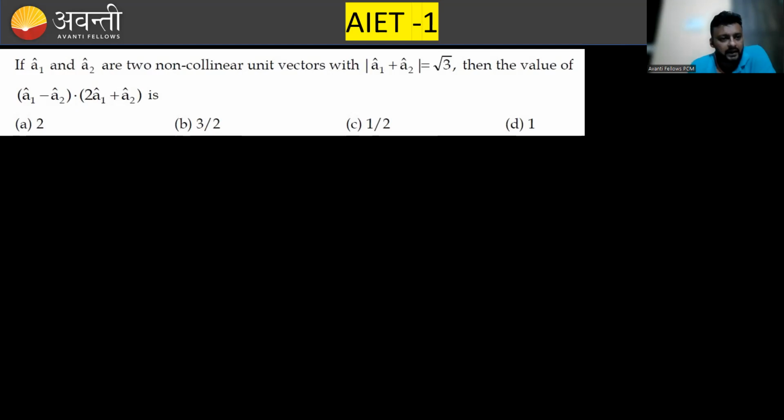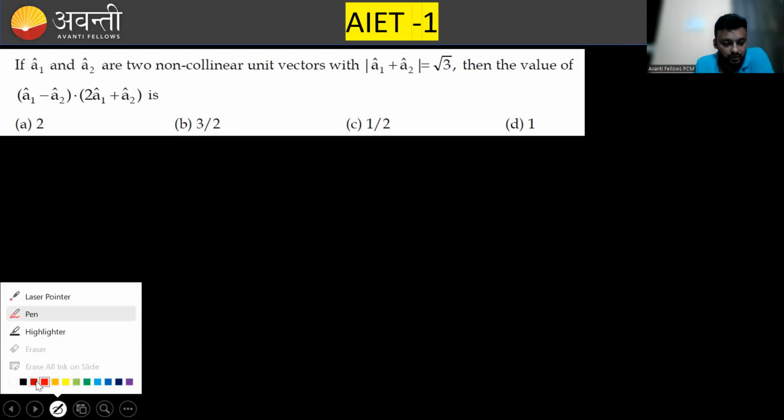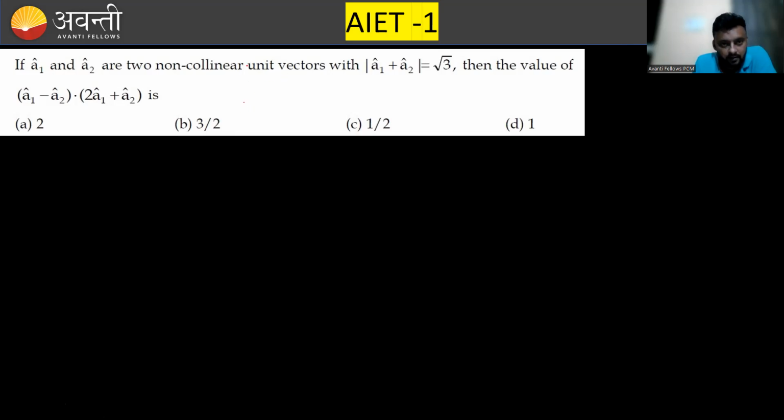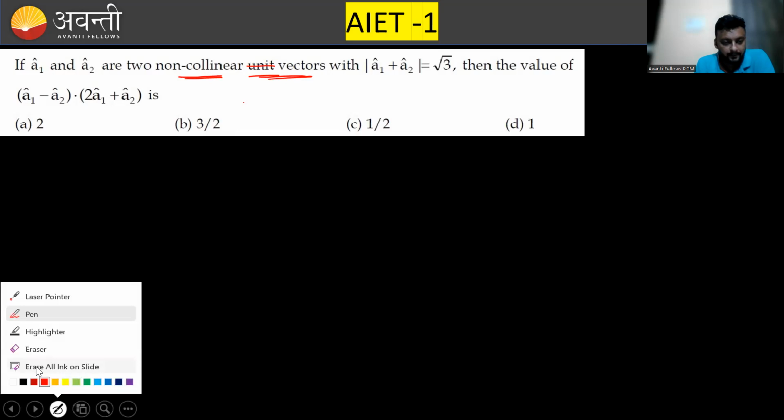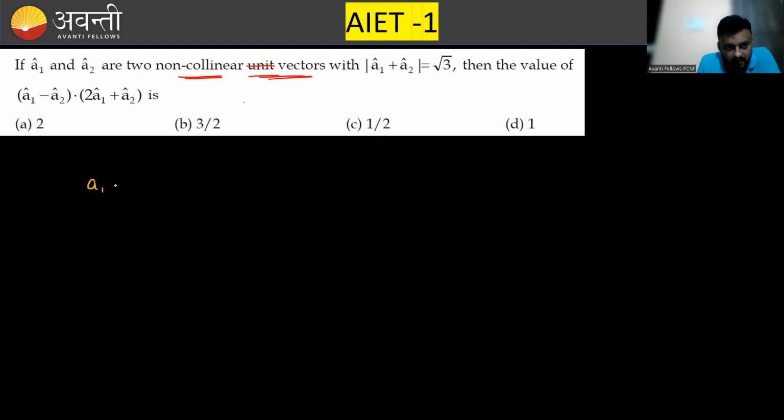Question says, A1 and A2 are two non-collinear unit vectors. Mark the word, they are unit vectors, non-collinear. And some data is given. What is the data? The magnitude of A1 plus A2 is root 3. So if you see, what will be the magnitude of A1 and A2?